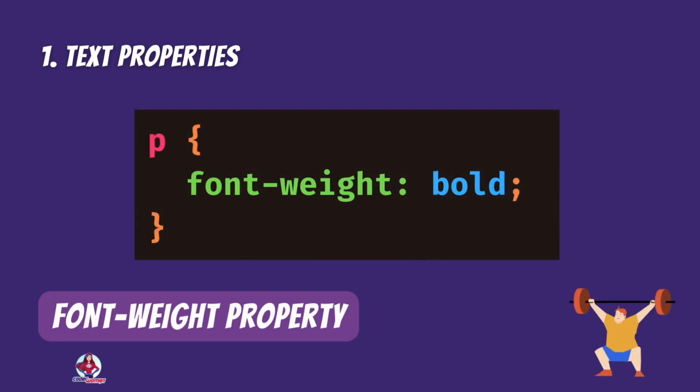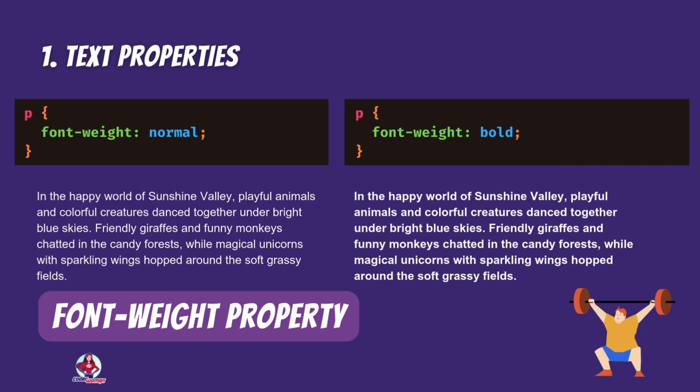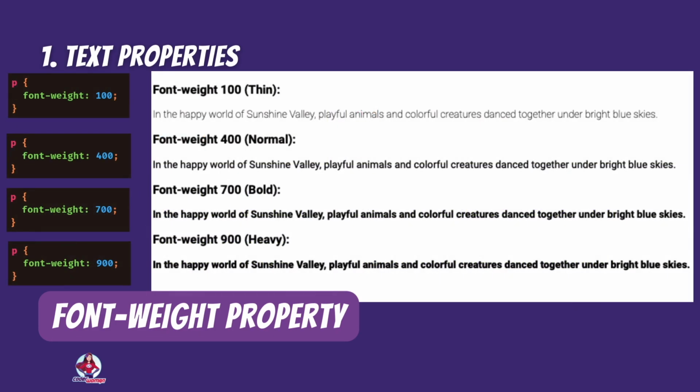With font weight, we decide how bold or thick our text will be. It's like choosing between a thin pencil or a thick marker in Microsoft Word. We can use values like normal or bold. In addition to the keyword values like normal or bold, the font weight property also accepts numeric values ranging from 100 to 900. These numbers represent the various thickness levels of the font. The higher the number, the thicker the text.